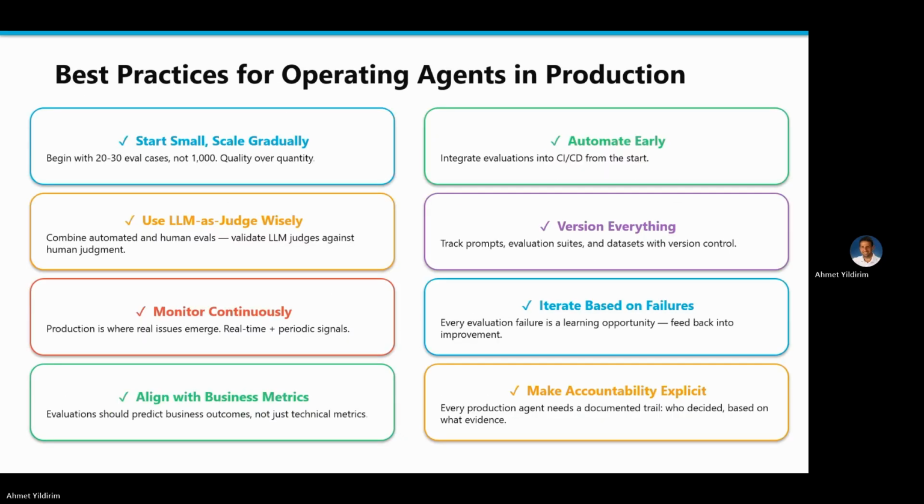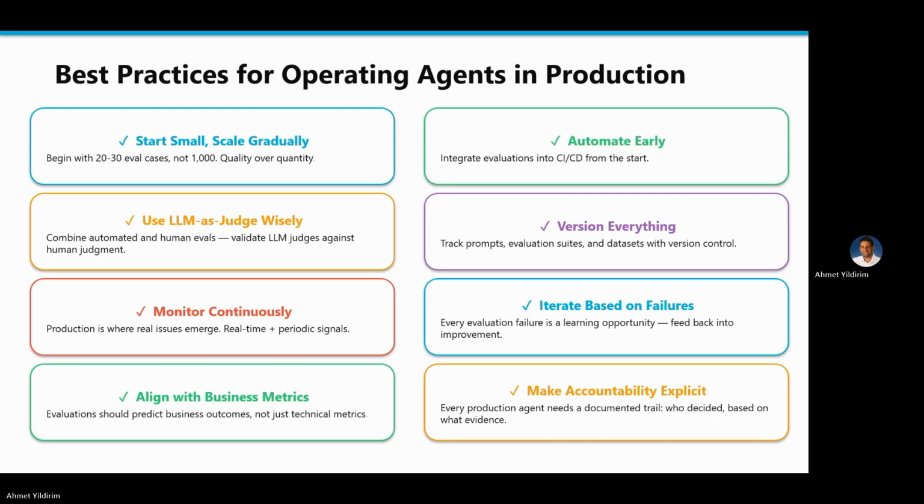Okay, now that we have covered what not to do, let's flip it. Here are some practical habits that separate teams who operate agents successfully in production from those who struggle. We do not need to overcomplicate this, but we need to pay special attention to the best practices you see on the slide. The first one is to start small and then scale gradually. Begin with 20 to 30 evaluation cases, not 1,000.